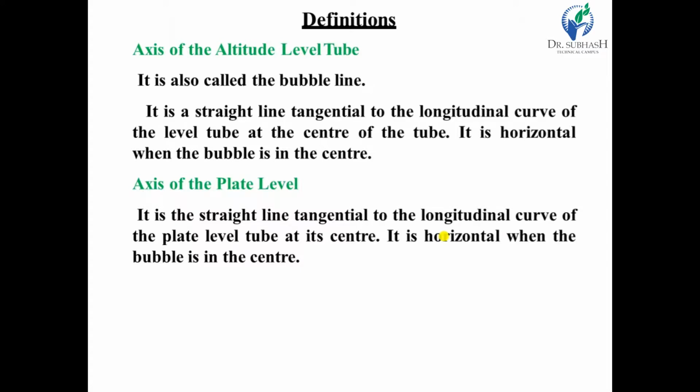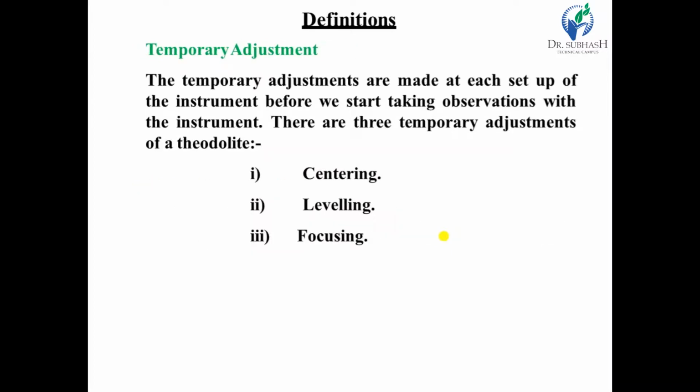Now next is the axis of the altitude bubble, also called the altitude level tube or bubble tube. It is also called the bubble line. It is a straight line tangential to the longitudinal curve of the level tube at the center of the tube. It is horizontal when the bubble is in the center. The next thing is the axis of the plate level. It is the straight line tangential to the longitudinal curve of the plate level tube at its center. It is horizontal when the bubble is in the center.